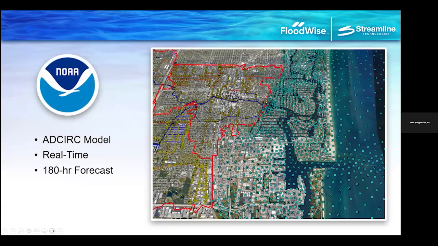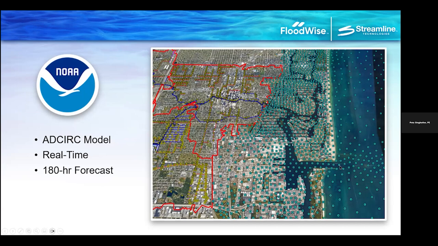On the coastal end of things, this is something that we're pretty excited about. We got this hooked up several months ago. NOAA has a product out there where they're calculating real-time water levels across the globe. Yes, you heard me right, across the globe. And they're serving that data up, and we're grabbing it. So every 6 hours they update it, and in addition to the real-time 6 hours that have happened, they are forecasting out 180 hours.